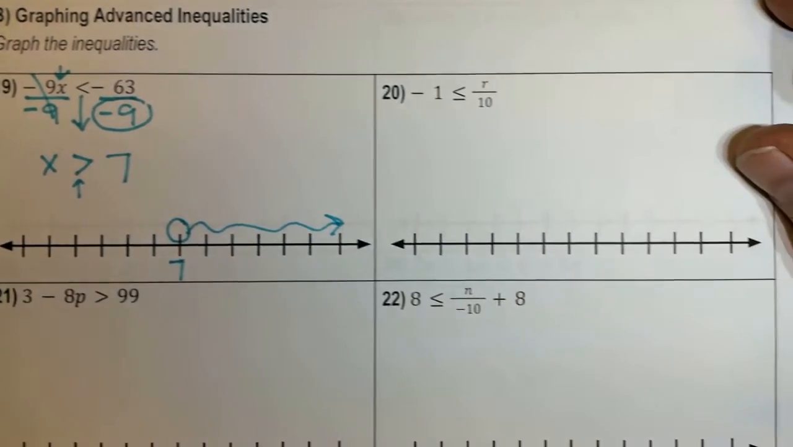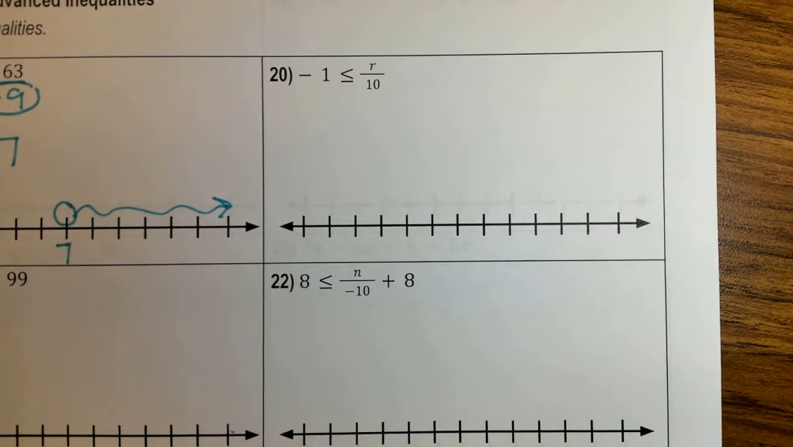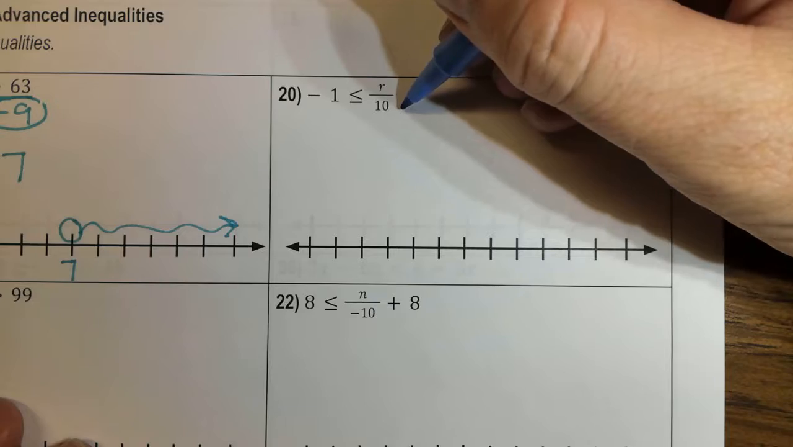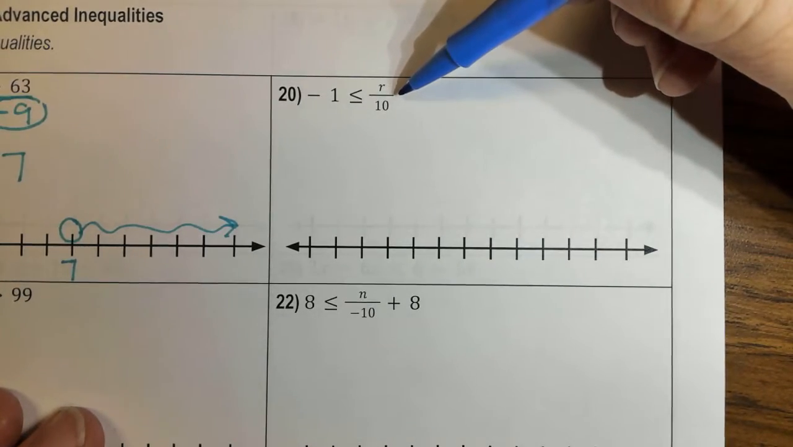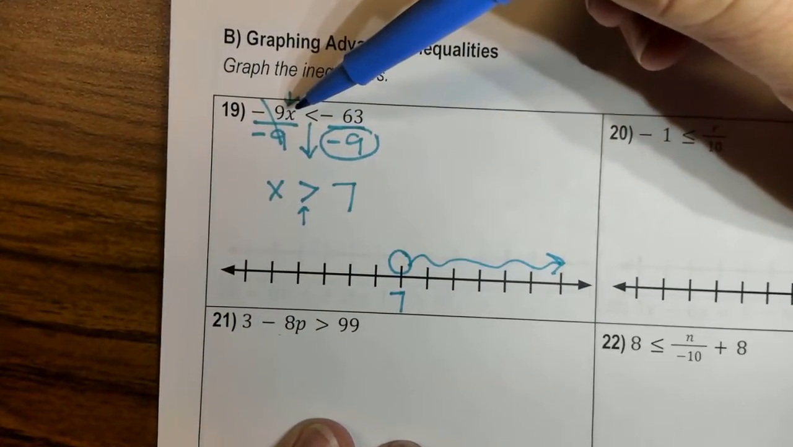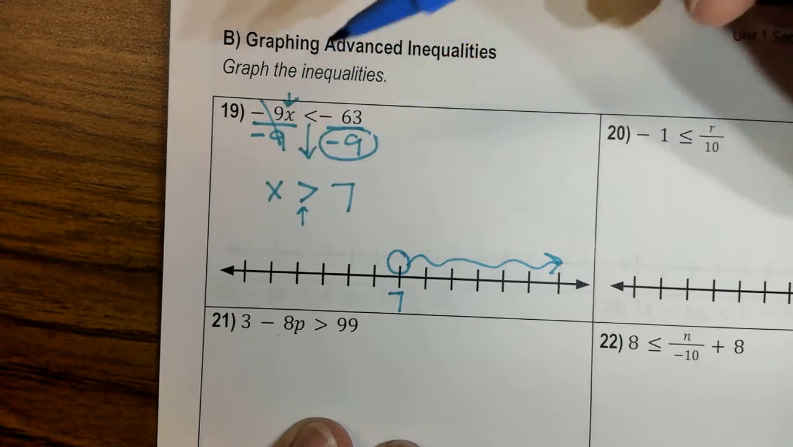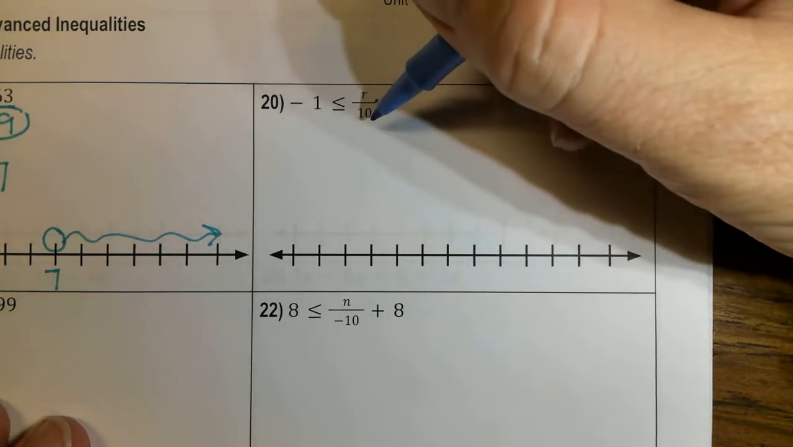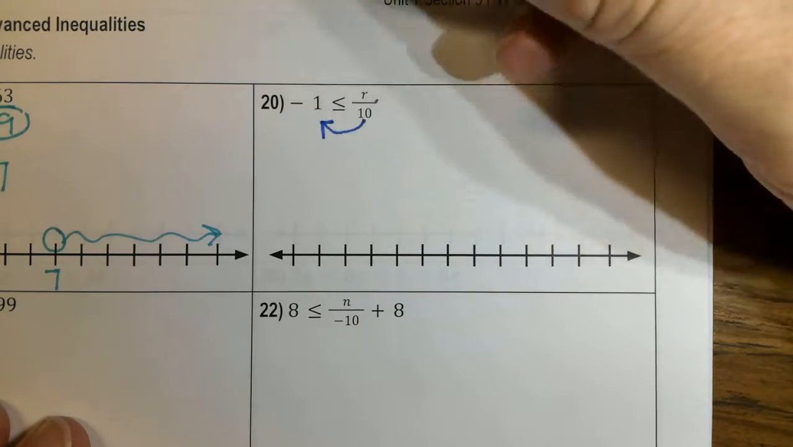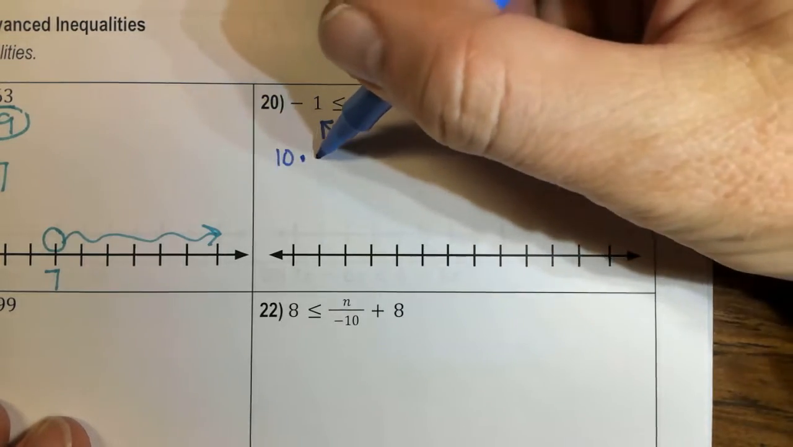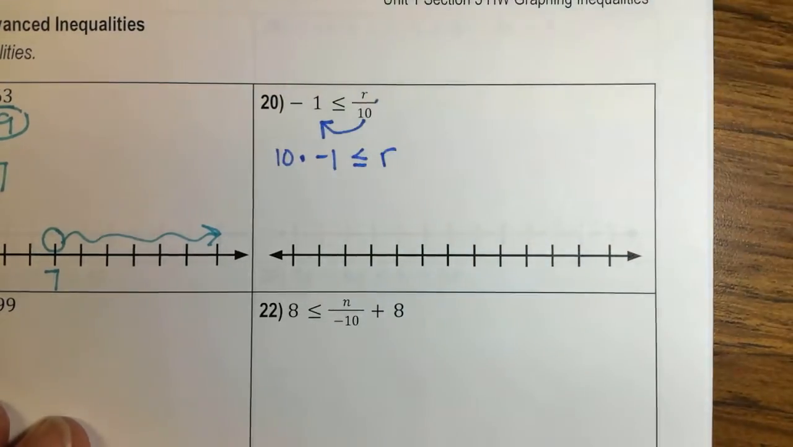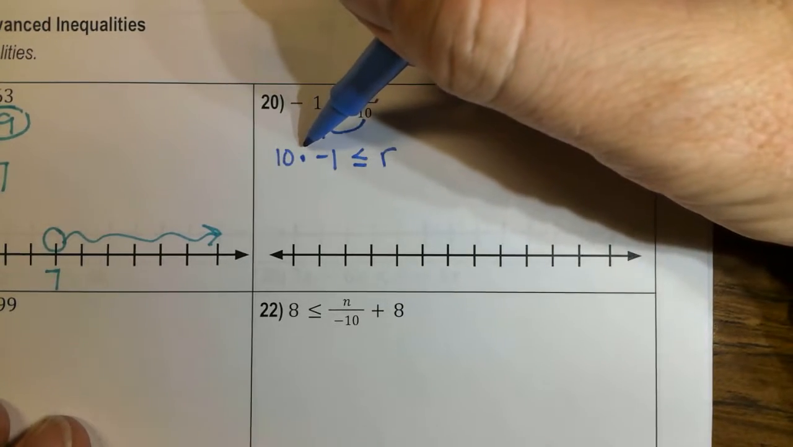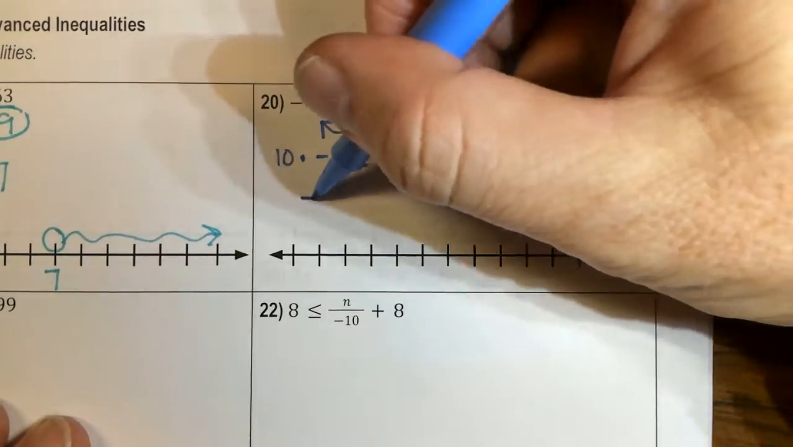So I just divided. Okay, here, number 20. I have r divided by 10. Okay, so over here, since I multiplied by x, I divided to get rid of the number. So on this one, since I'm dividing by 10, I do the opposite, or I multiply. So this 10 is going to come over here. I'm going to do 10 times -1. Okay. So because it's divided, I'm going to do the opposite, which is multiply. So 10 times -1 is -10.